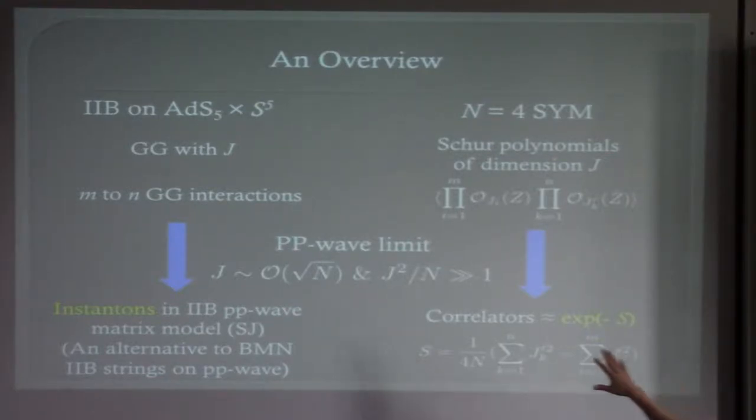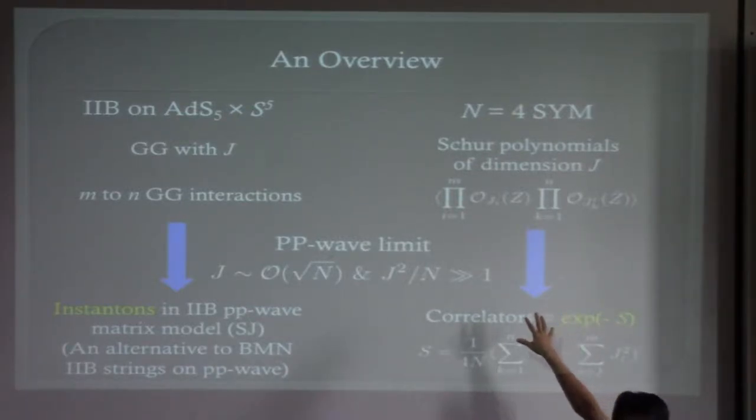So I have type IIB on AdS5 x S5, and this object rotating in S5 with angular momentum J. And on the other side, I have N=4 SYM, and the conformal field theory description of giant gravitons is known to be Schur polynomials, which students here have been studying quite a lot. So on this side, I have giant graviton interactions. On this side, I have correlation functions of Schur polynomials.